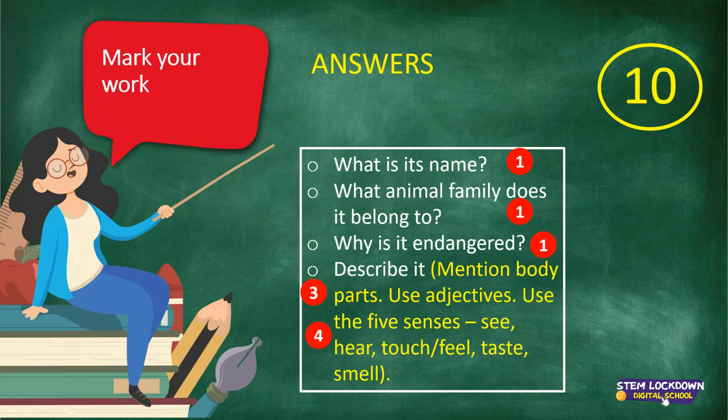And 4 marks if you speak from the perspective of 4 senses. Something you saw, something you heard, something you touched or felt, something you taste, something you smell. Now you might not be able to have used 4, so then you'll only get 3 marks. Okay, so you're giving yourself 10 marks. Good. Okay, let's go on. Ready?